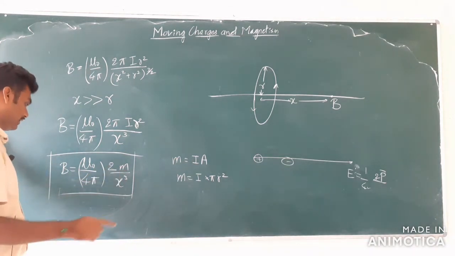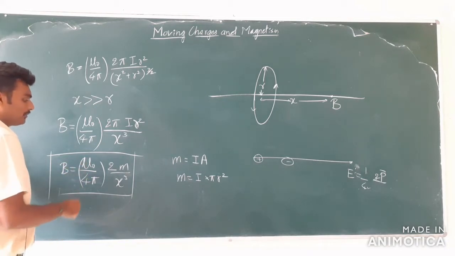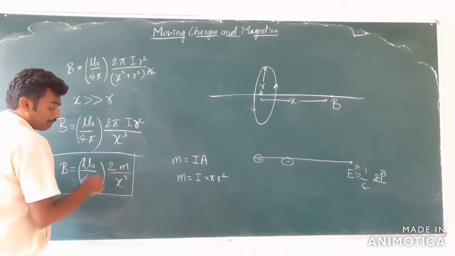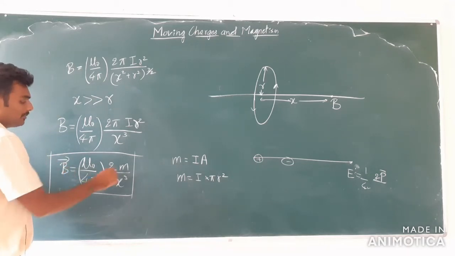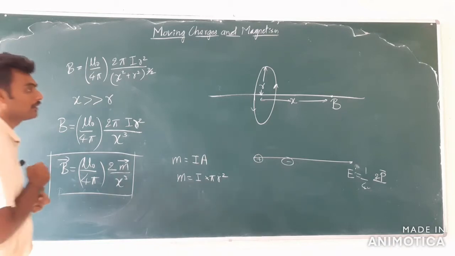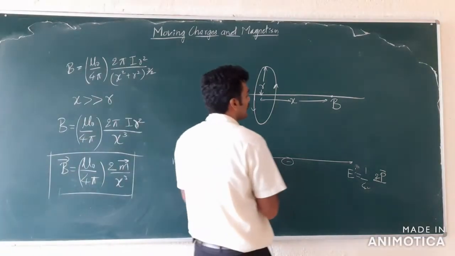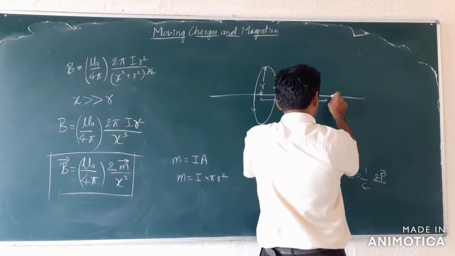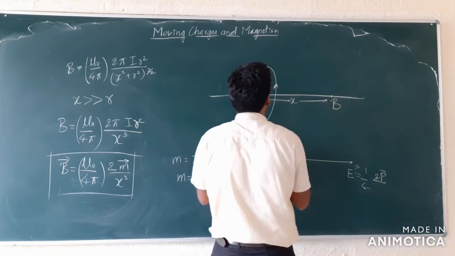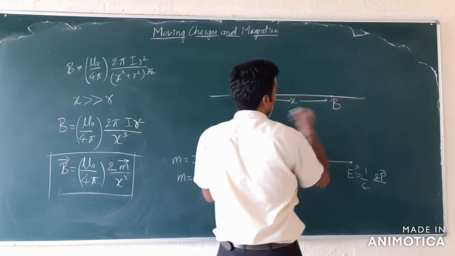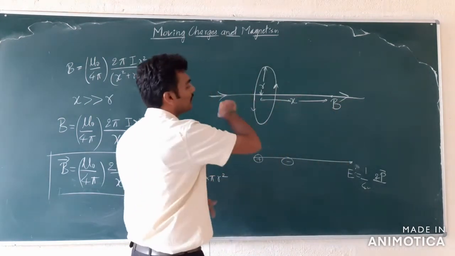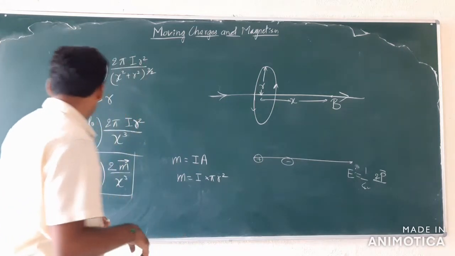Following? So now B becomes equal to mu naught by 4 pi into 2m by x cube, and the direction of B will be same as the direction of magnetic dipole moment. You can observe it carefully. At this point, the direction of magnetic field is like this. Right here, it is like this, into the coil. There it is out of the coil.